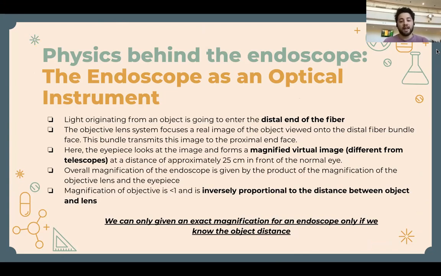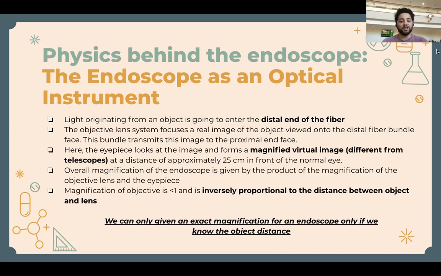The objective lens at this end of the fiber is going to focus a real image of the object viewed into this distal fiber bundle, and then this bundle of optical cables is going to transmit the image to the proximal end face. So this is now the face that the surgeon is viewing through. There's another eyepiece at the proximal end face, and this is going to form a magnified virtual image, so slightly different from telescopes. This magnified virtual image is going to be at approximately 25 centimeters in front of the normal eye, which is interesting because that's also the near point of a normal human eye.